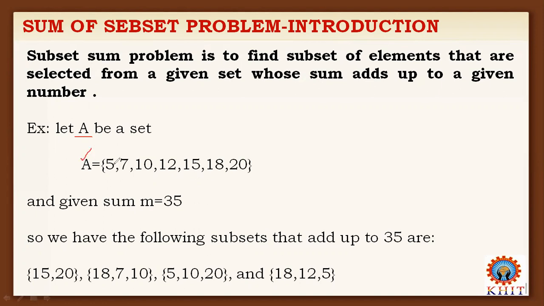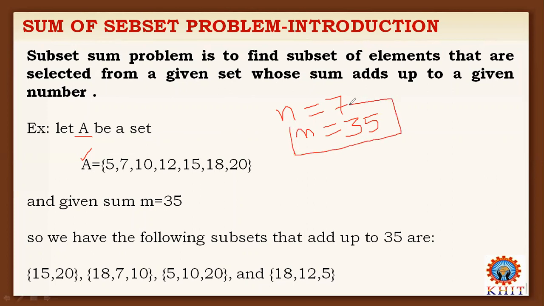The set can contain how many elements? 1, 2, 3, 4, 5, 6, 7. So here n equals 7, which means that 7 elements can be placed in the given set A. And here m equals 35, which means that the total of the subset values cannot exceed 35.